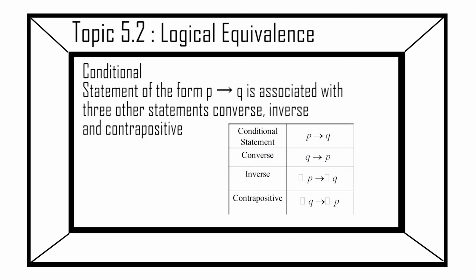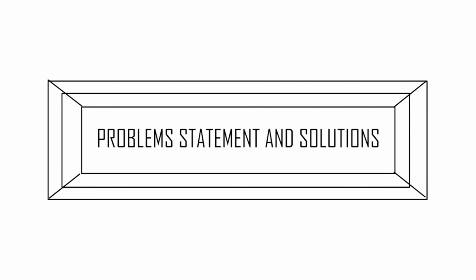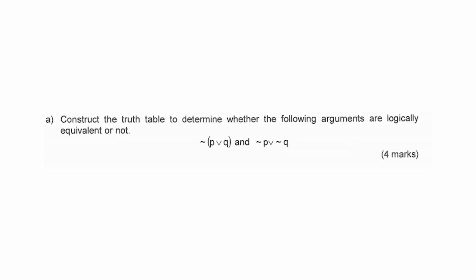A conditional statement of the form P implies Q is associated with three other statements, which are the converse, inverse, and contrapositive. We must determine whether the arguments are logically equivalent or not. For this question, students must list all the P values, which are true, true, false, false. List the Q values, which are true, false, true, false.